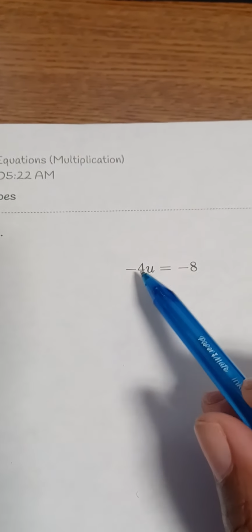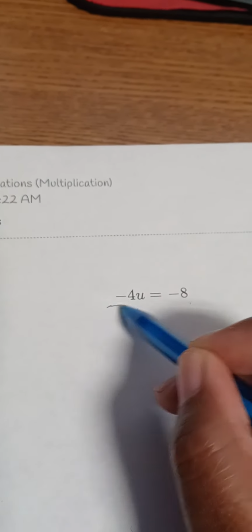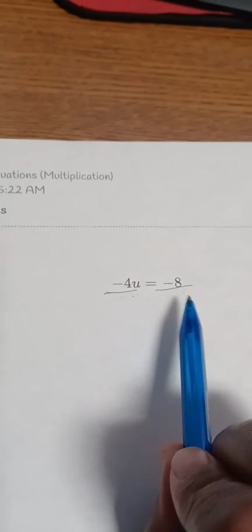And the last one, we're doing multiplication still. So here we have negative 4u is equal to negative 8. Negative 4 times some number u is equal to negative 8. What is that number u? We know that 4u means 4 times some number u, so we have to divide. The inverse or the opposite of multiplication is division. So we are going to divide, not one side, but both sides.